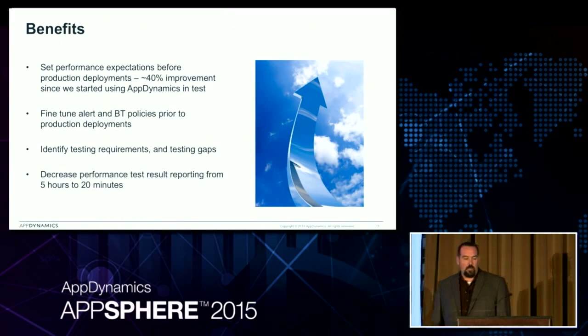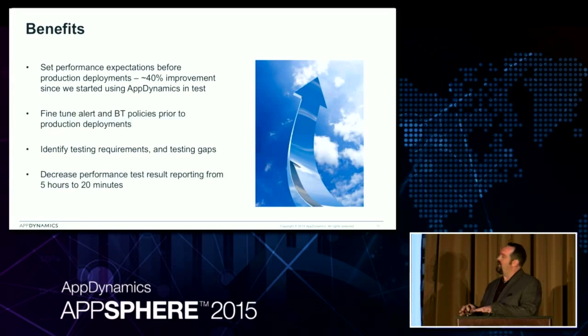So, some benefits that we quickly realized: set performance expectations before production deployments. This is a broad statement, but we realized about a 40% improvement on various performance metrics since we started using AppDynamics in test.